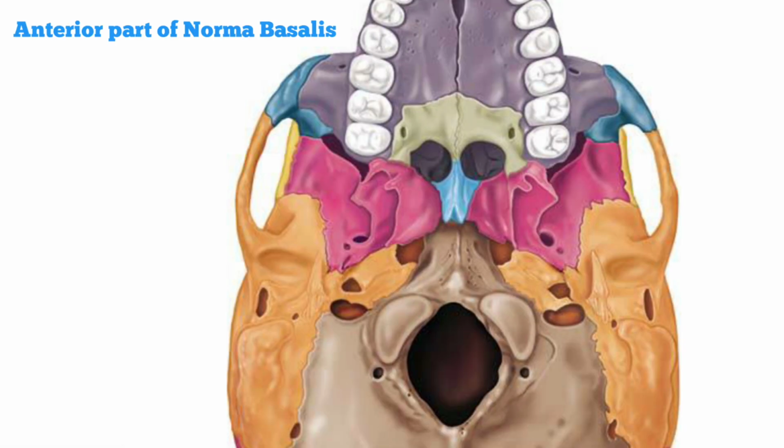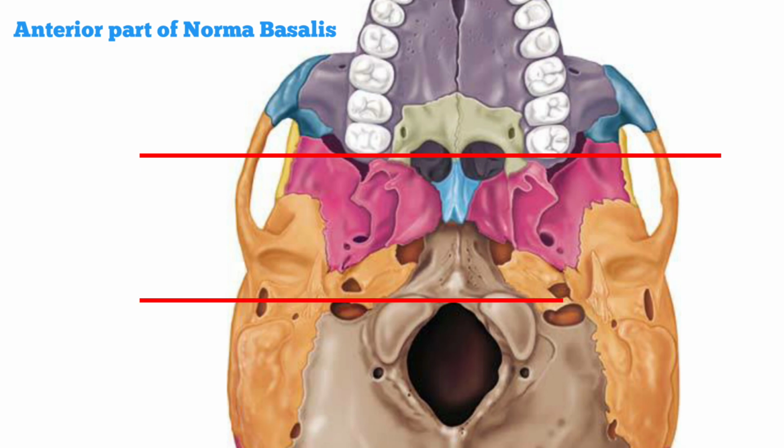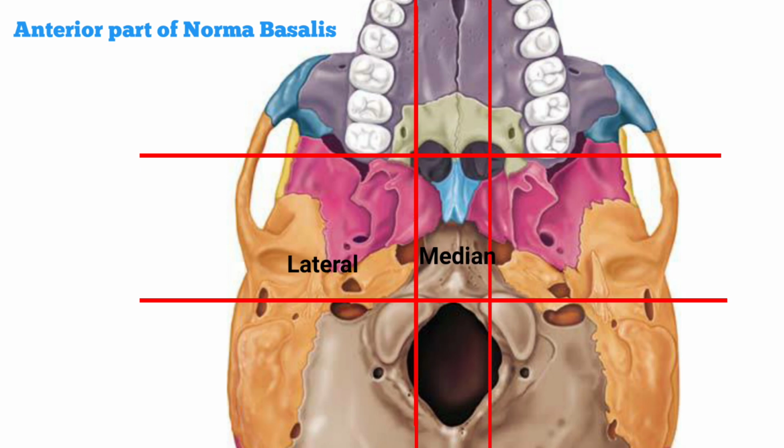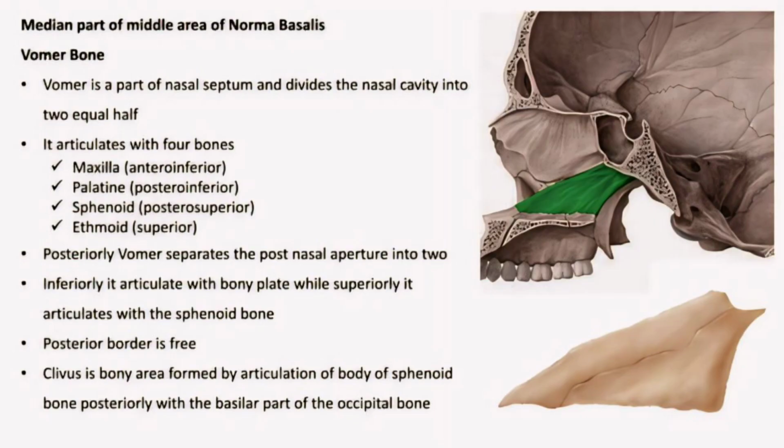Middle part of Norma basalis. It lies between the posterior nasal spine and an imaginary transverse line passing through the anterior border of the foramen magnum. Divided into 2 parts, median and lateral parts. The median part comprises the vomer bone anteriorly and the clivus posteriorly. The lateral part is formed of the wings of the sphenoid bone, pterygoid processes, and petrous part of the temporal bone.